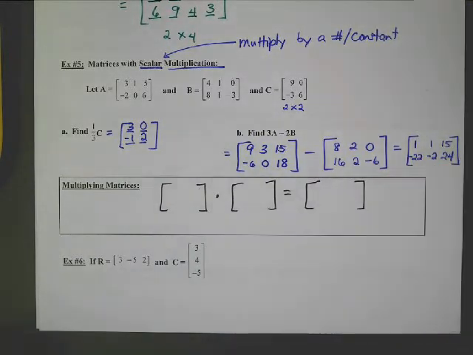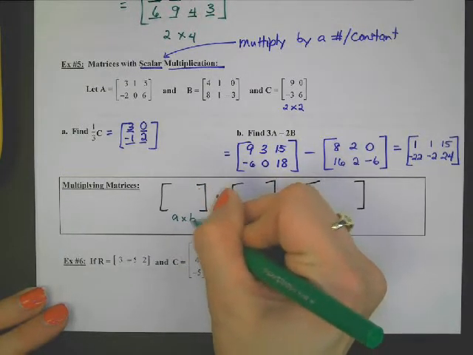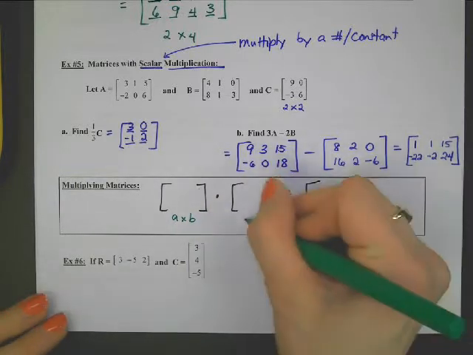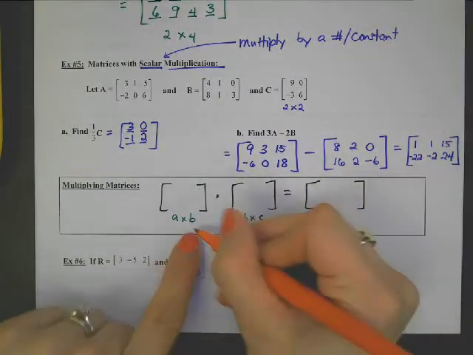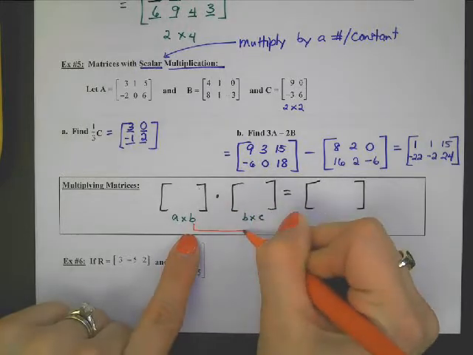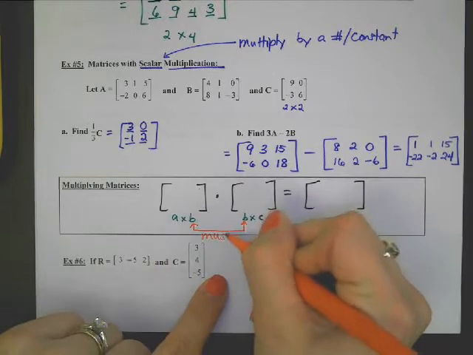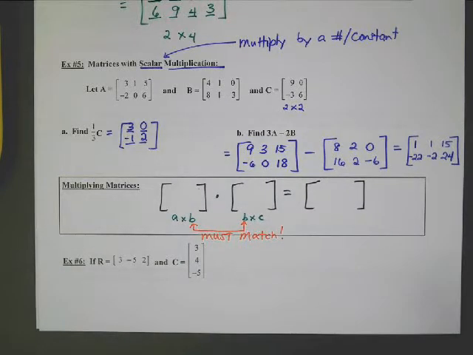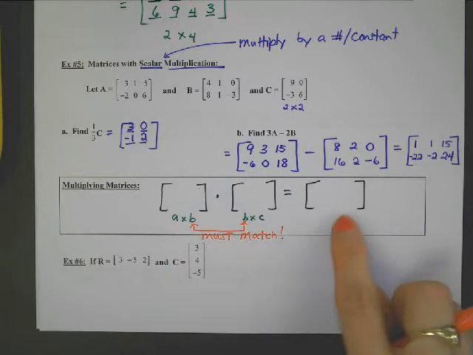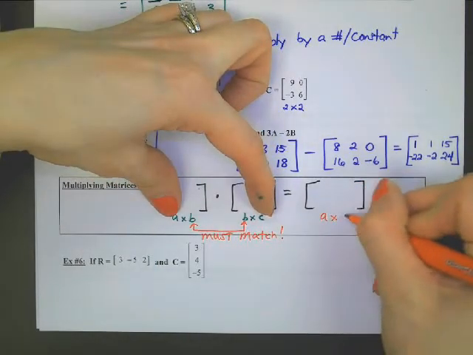Now here's the rules. This first matrix, let's pretend that the size is A times B. And the size of this matrix could be B times C. Okay, now the rule says that the sizes here on the insides, B and B, they must match. If they don't match, then you cannot do matrix multiplication. If they do match, then we can continue on, and the size of the answer is determined by these other two dimensions, the A times C.